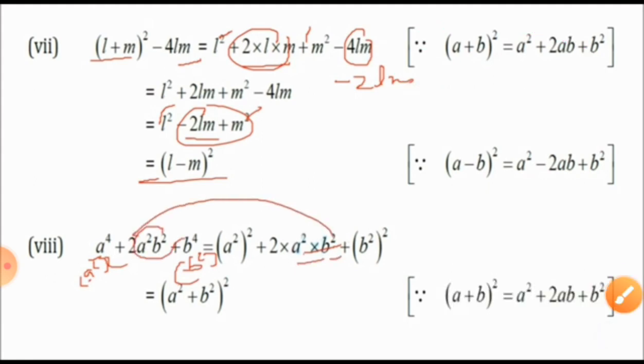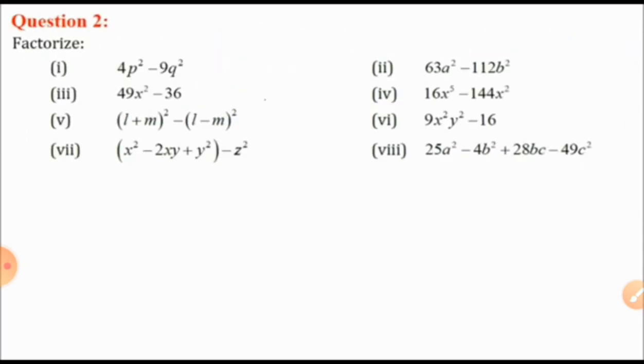Now look at the 7th over 8-1. In 8-1 also you are using only one identity, that is (a plus b) whole square is equal to a square plus 2ab plus b square. Or simply, (a square plus b square) whole square will be the answer.